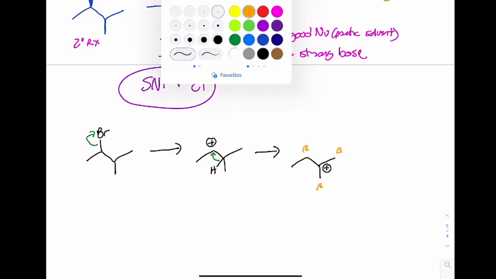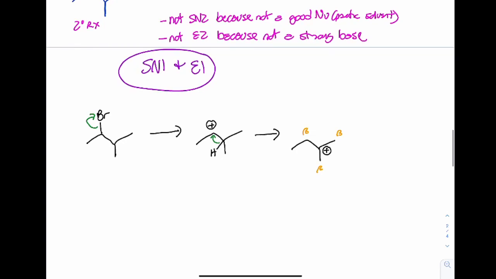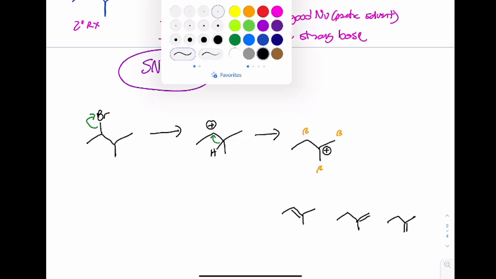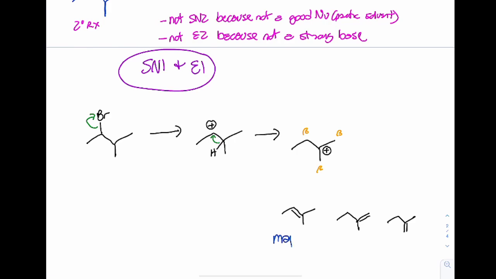So there are kind of possibilities if I was to just draw the products. I could have the double bond here. I could have the double bond here. Or I could have the double bond here. This one here is going to be my major product. Remember, our major product is going to be our more substituted product. And then these two are both minor products. They're essentially the same thing.